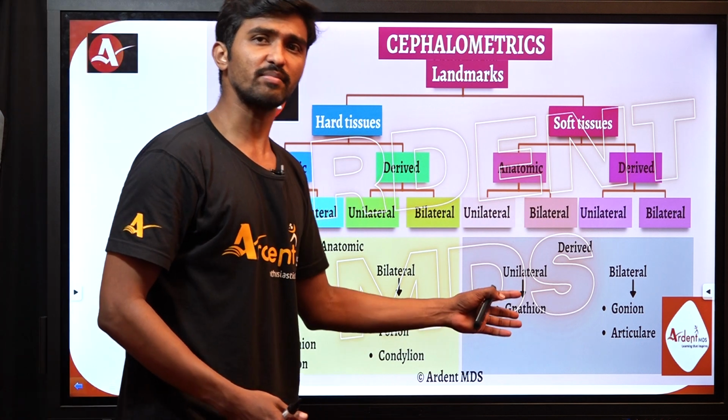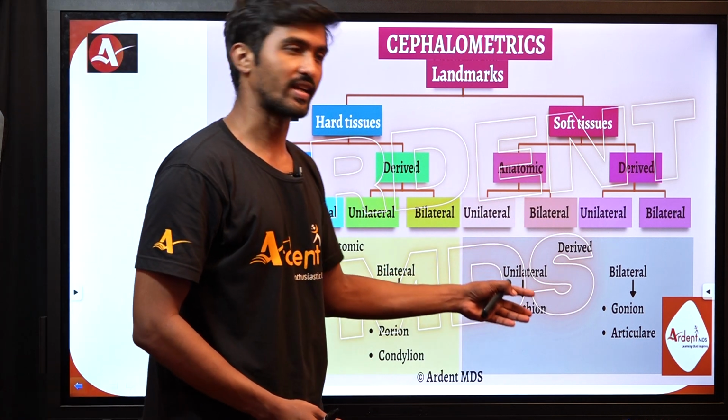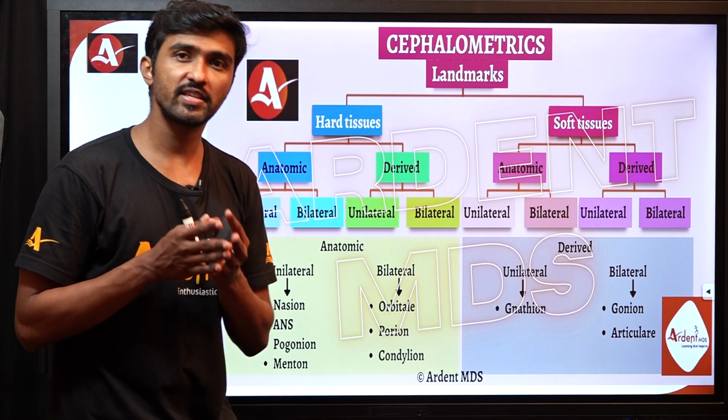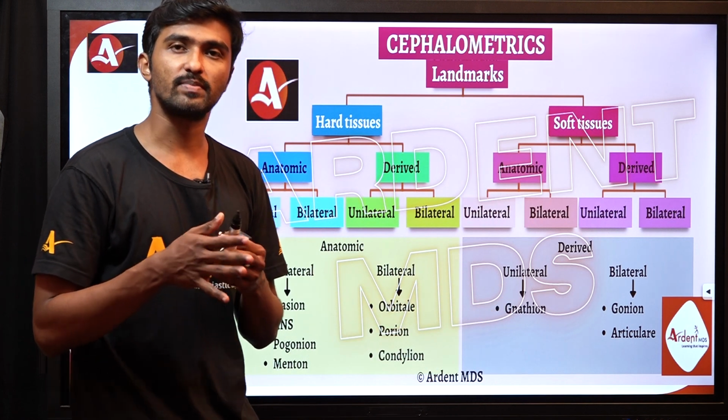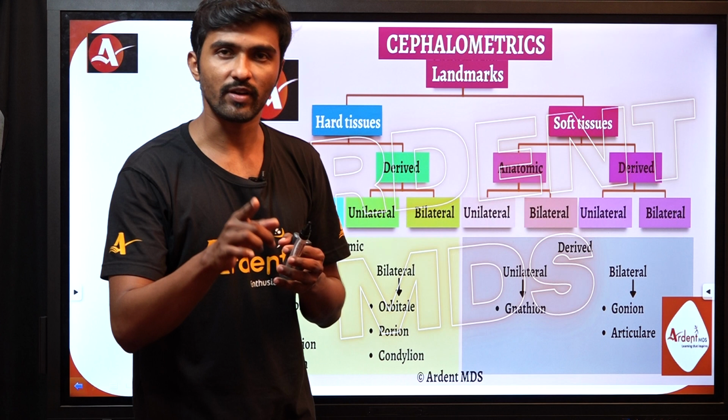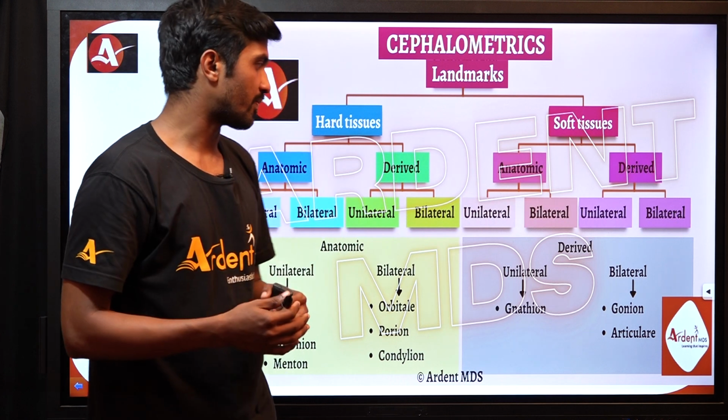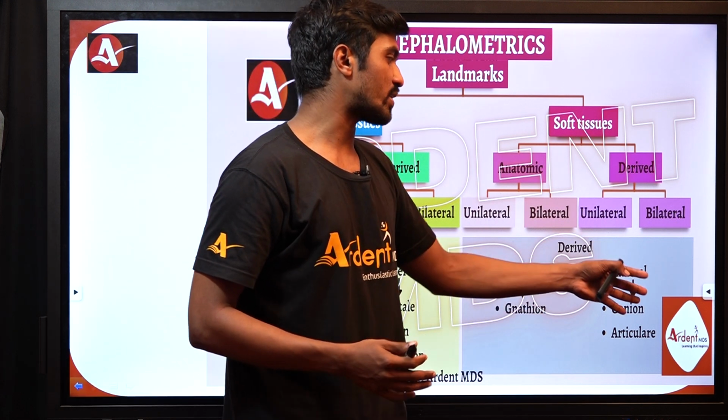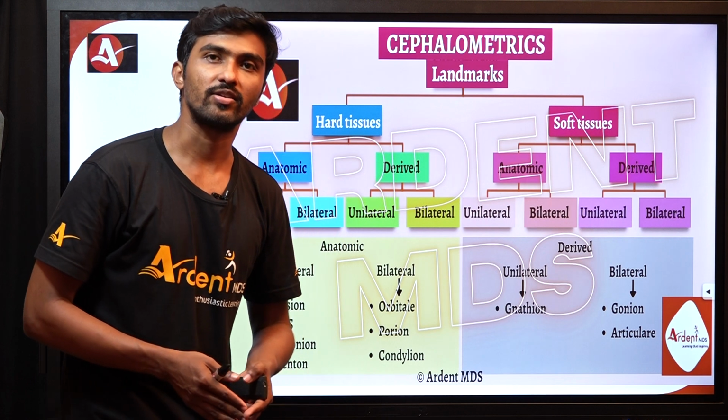And let us see some derived landmarks which are unilateral, that is gnathion. Gnathion is a derived landmark which is present over the midline, derived from pogonion and menton. And derived bilateral landmarks are gonion and articular ray.